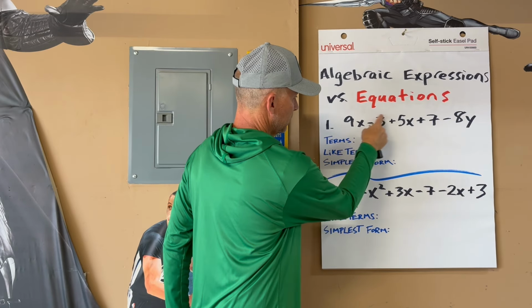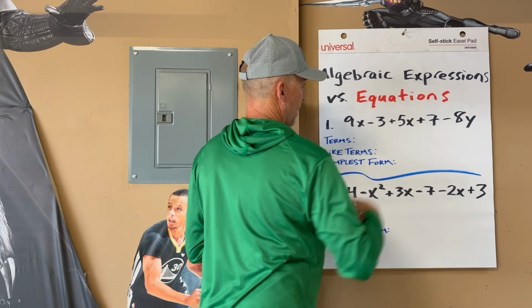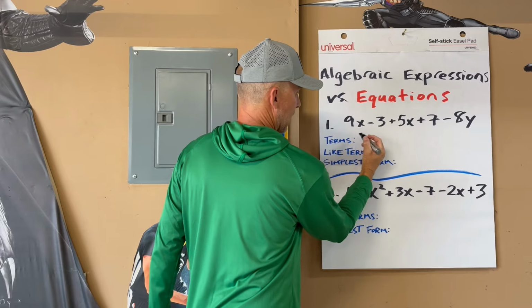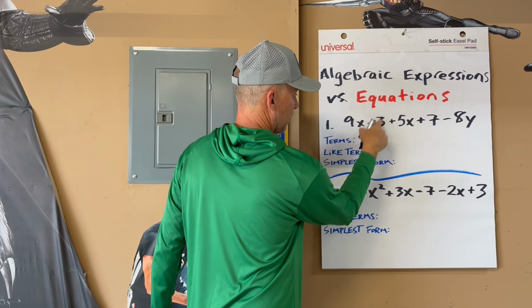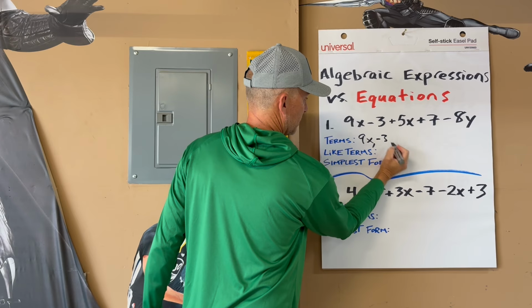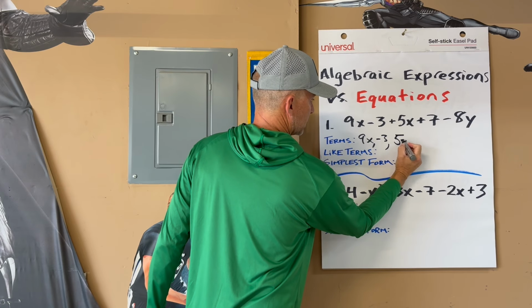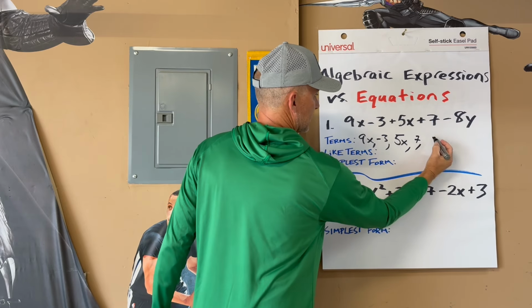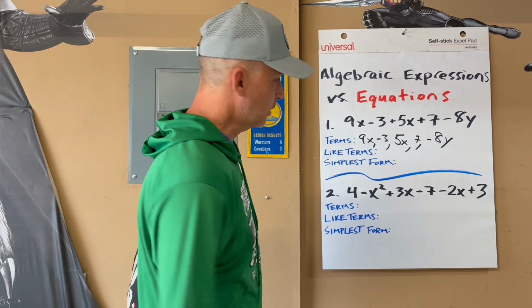Okay, so the first thing we're going to do is count the chunks, okay? 1 chunk, 2 chunks, 3 chunks, 4 chunks, 5 chunks. So that means we have 5 terms. And the way that you would write them out is you just put a comma. Now here's the important part. You have to put the sign, okay? So that's a positive 5x. If you don't put a plus, we know it's a positive. That's 7, okay? And that's negative 8y, okay? That's it. 5 terms. That's what they're called, terms.